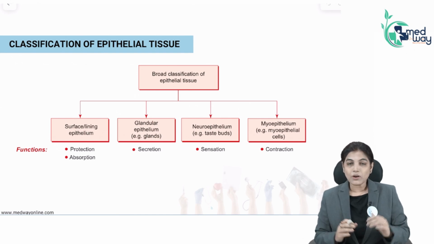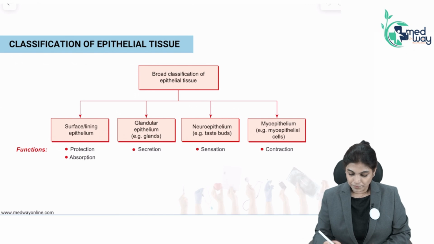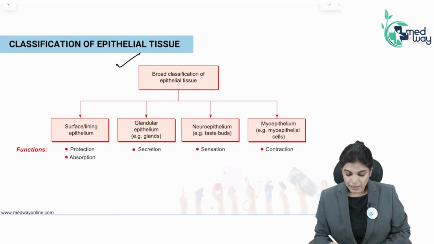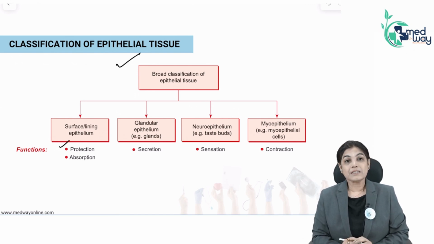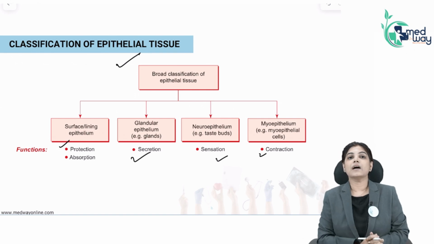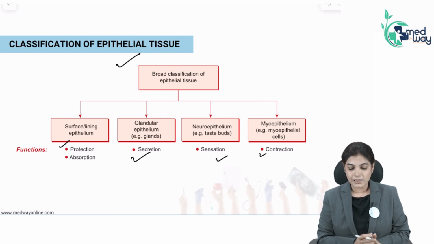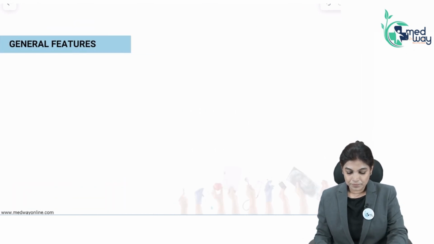Now, if I talk about the classification, epithelium is broadly classified into the following types. A surface lining epithelium has the major functions of protection and absorption. Glandular epithelium has the function of secretion, neuroepithelium has the function of sensation, and myoepithelium has the function of contraction. These are the major functions of epithelium which you have to know, and it's very important that you know the example of each variety. So let's start with the general features.